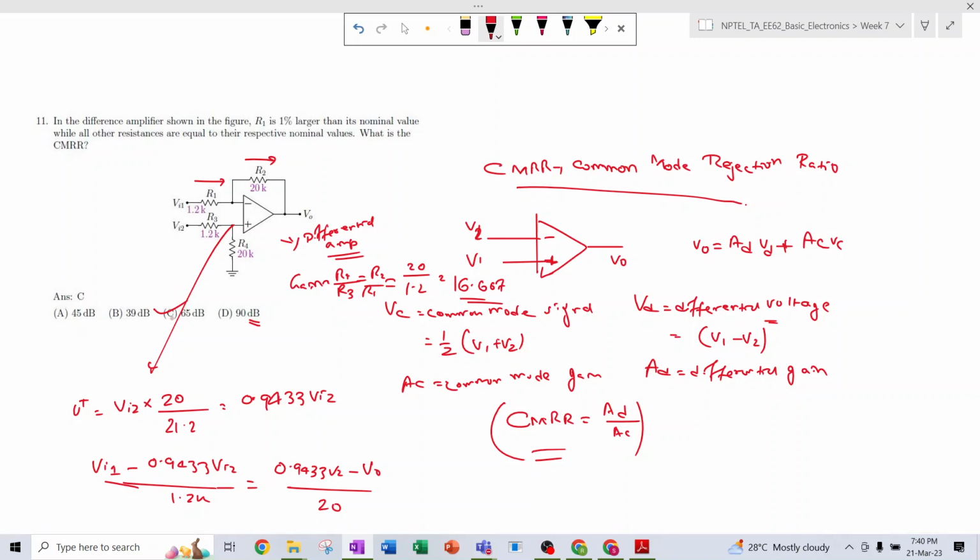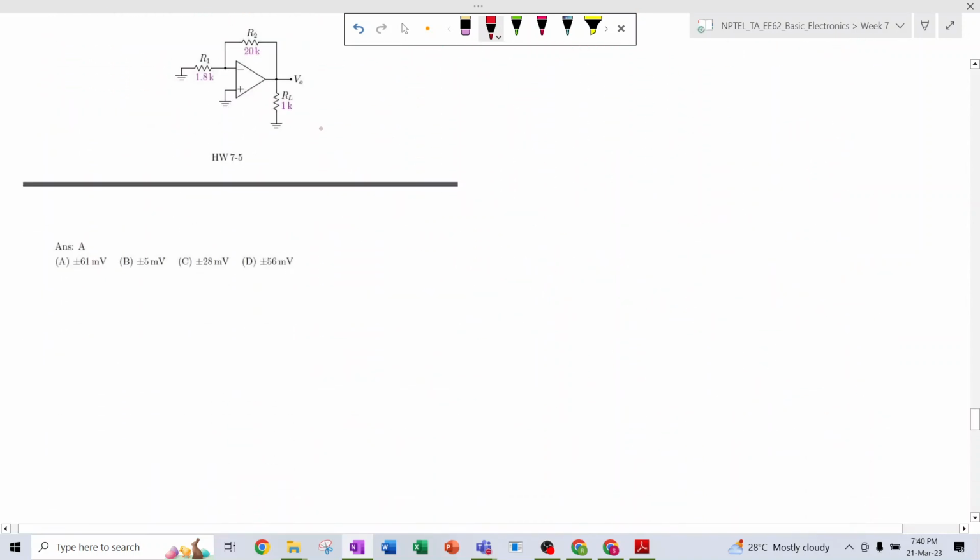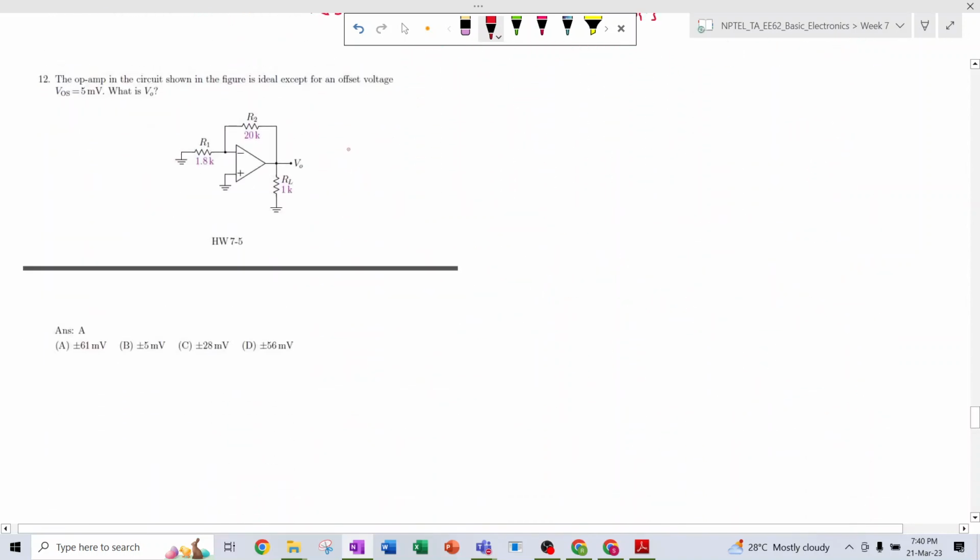So this is the same thing. Okay, so in question number 12, the op-amp in the circuit shown in the figure is ideal except for an offset voltage VOS equal to 5 millivolt. What do you mean by offset voltage? Offset voltage means whatever we have considered so far, this is a non-ideal op-amp.